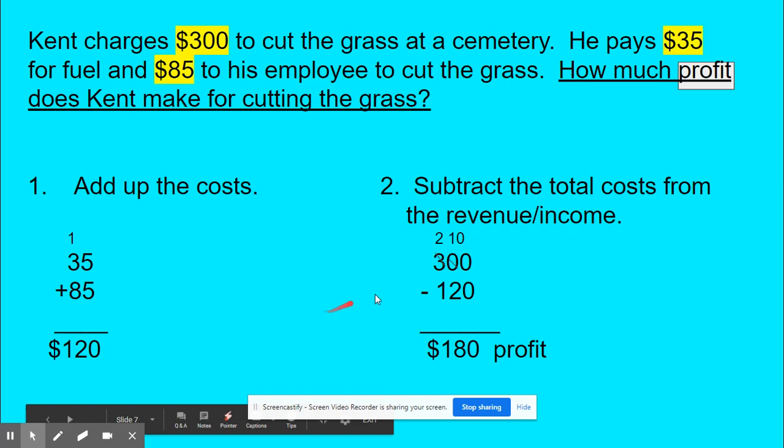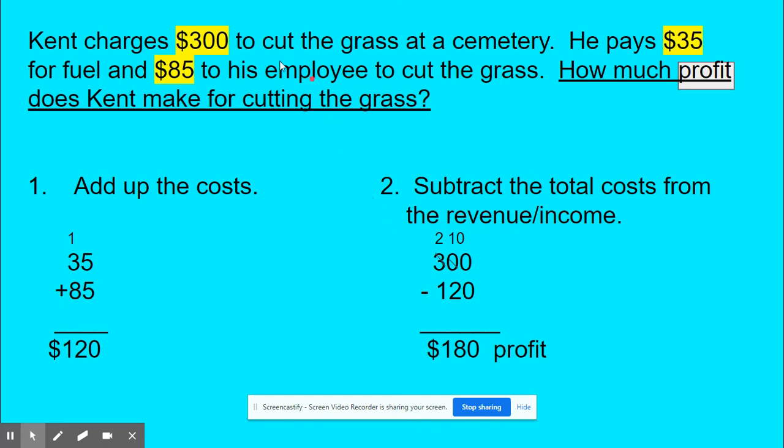But don't forget, you have to subtract that from Kent's revenue or income. How much money did he make? Well, the people at the cemetery gave him $300. So that is my income, but that is not my profit because I have to subtract my costs. So I'm going to take my $300 and subtract my $120, and my profit is $180.